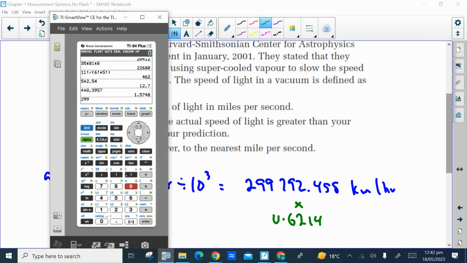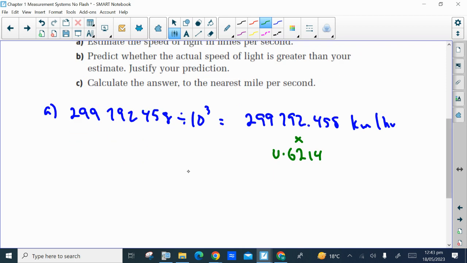So 299,792.458 times 0.6214. And so there's our answer, approximately 186,291 miles per second. So again, just using the number on the conversion.